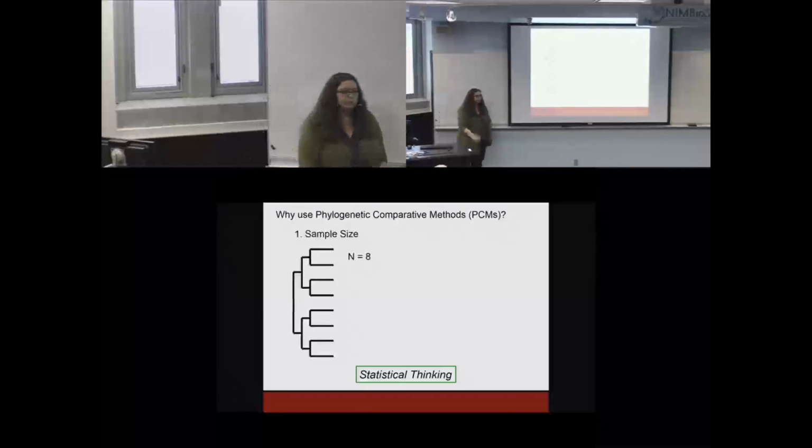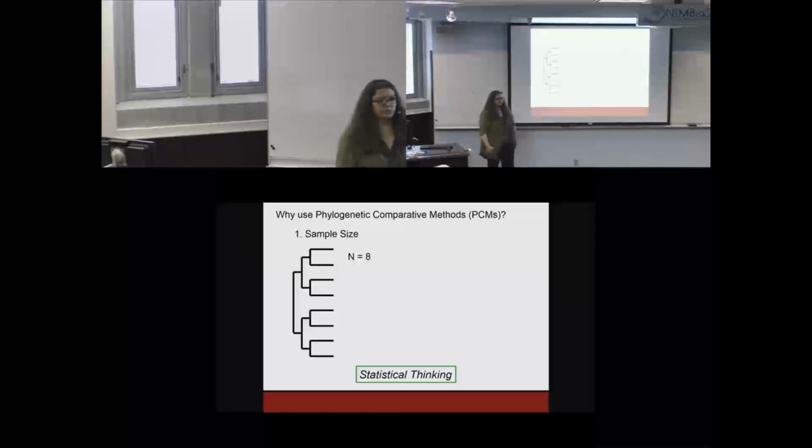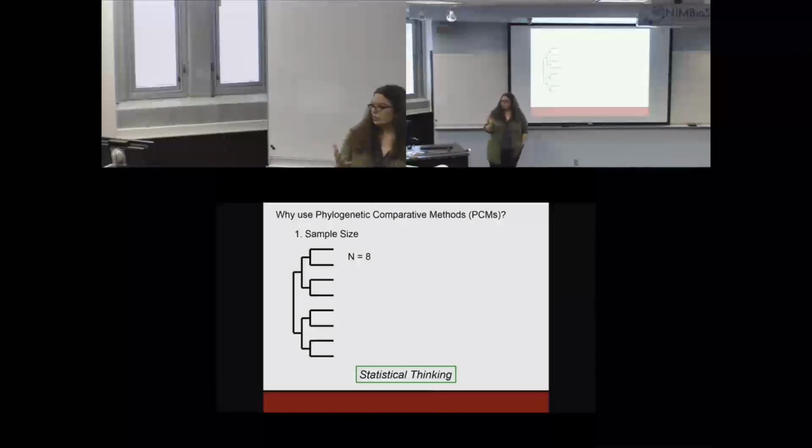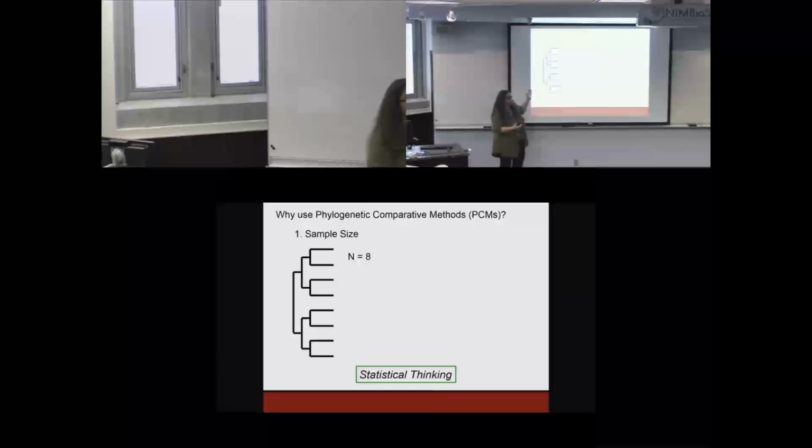The first one is a pure statistical reason. It's about sample size, right? So you go out and you measure a whole bunch of species, and you want to do a statistical analysis. You need to know what your sample size is. At first you might think that your sample size is the number of species you have, but because those species are related to each other by a phylogeny, we know that that's not quite right.